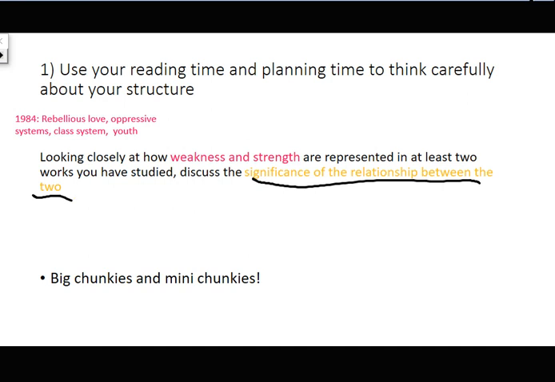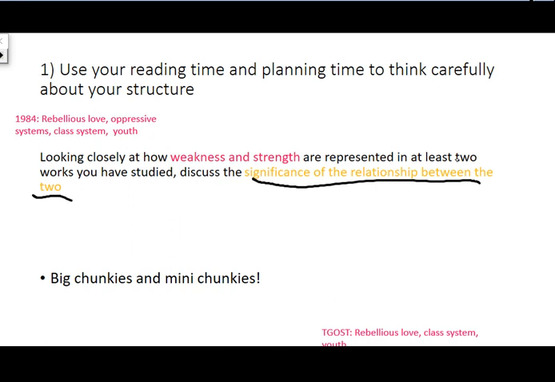So that's always good. And then in The God of Small Things, we've also got rebellious love in the form of Ammu and Velutha, and how that gives them strength as individuals, but particularly Velutha, because he comes from a place of weakness, more so than Ammu. And then actually again it leads to their downfall.